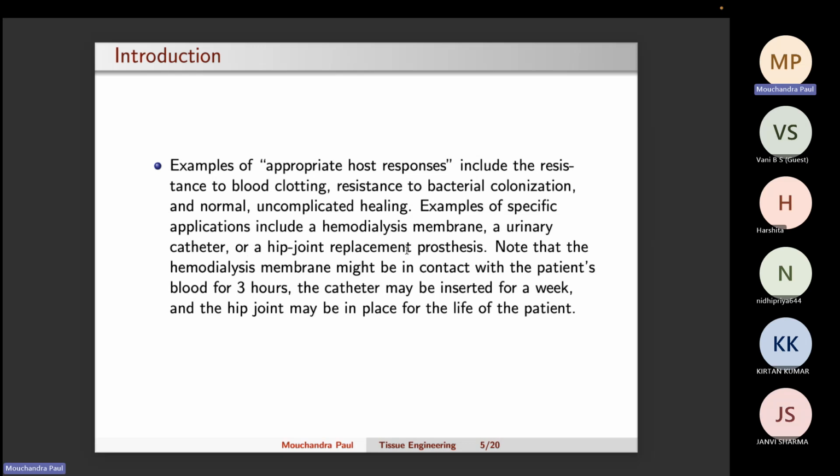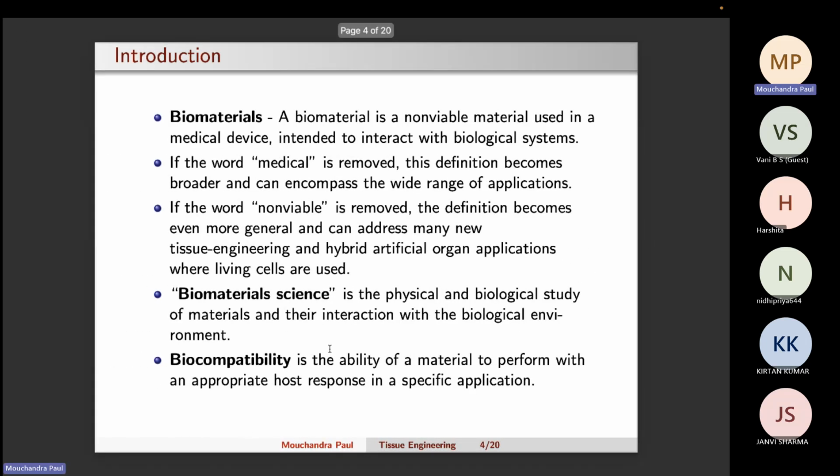These are the applications for which various materials are being used, and from these materials we expect some appropriate host response. When this host response is observed, we say that the material is biocompatible. All right. So now the definition will become much clearer. Biocompatibility means the ability of a material to perform with an appropriate host response in a specific application.